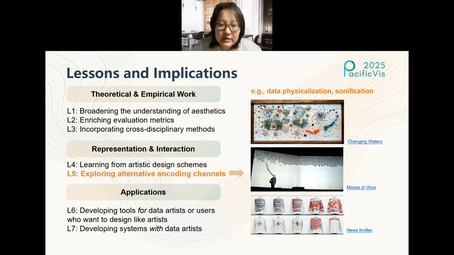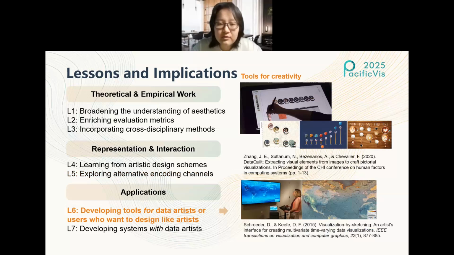L5 encourages us to explore alternative sensory channels, represented by the rich data visualization sonification artworks observed in our corpus. In terms of application research, for example, L6 calls for building tools for artists or users who want to design like artists. For instance, through creativity support systems, we can help users sketch their ideas, easily incorporate art resources and styles, or generate personalized visualization designs.